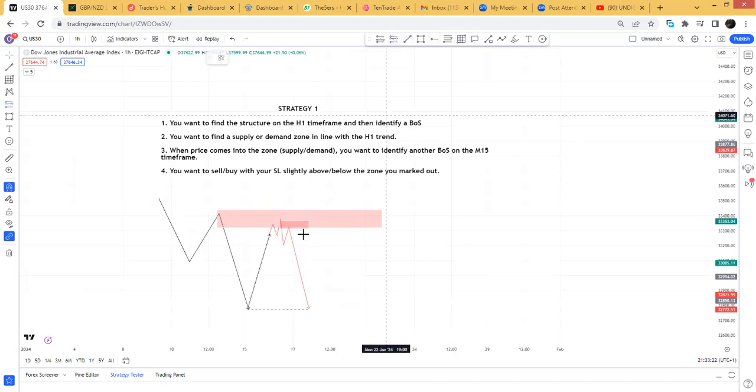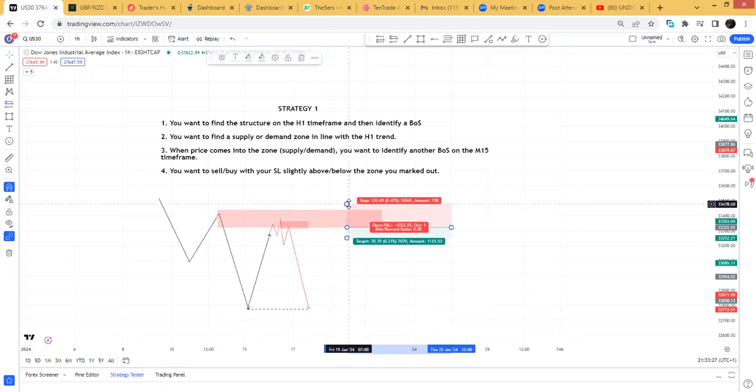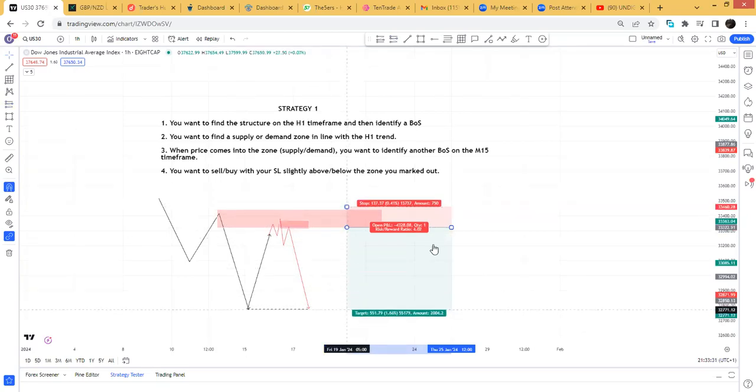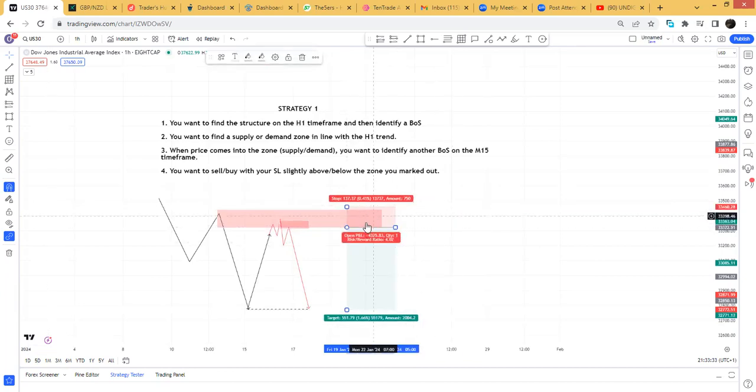You are going to have a situation whereby you don't need to have your stop loss cover the entire 1 hour supply like this. You don't really have to have this, right? Like this one now is giving us a risk to reward of 1 to 4. This is just an assumption, 1 to 4.